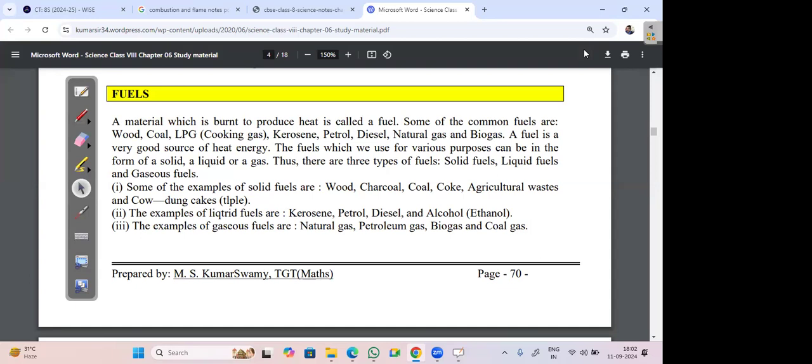Zubair, are you there? Amatur Rahim. Yes, sir. Okay, Amatur, can you tell some examples of liquid fuels? So kerosene, petrol, diesel. Can you tell any other example of gaseous fuel which is not listed here? Any one example of gaseous fuel which is not listed here?